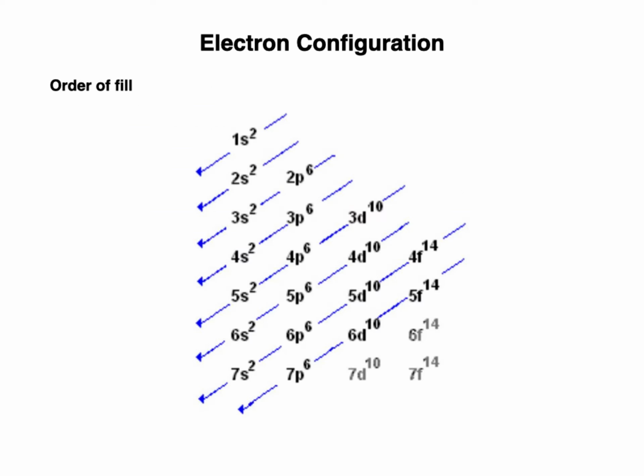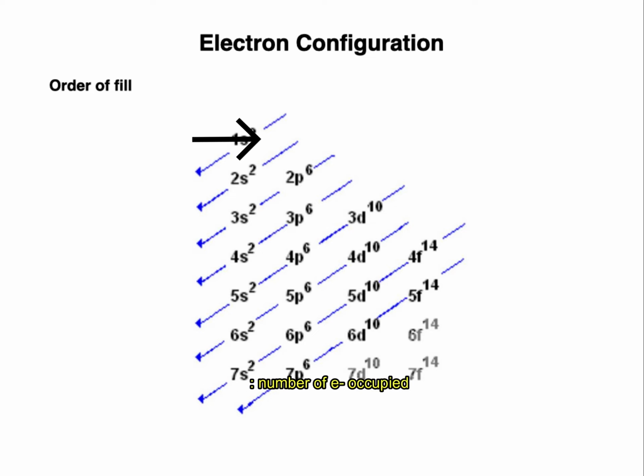Aufbau principle states that electrons fill the lowest energy orbitals first. This image shows the order of fill of electrons into the orbitals, as it orders the orbitals from lowest to highest energy. Now let's look at the order of fill more closely. In the first line, you can see the notation 1s2. The number on the left-hand side, 1, shows the current energy level. The letter S indicates the particular sublevel, and the number 2 on the right-hand upper side shows how many electrons are occupying the orbital.